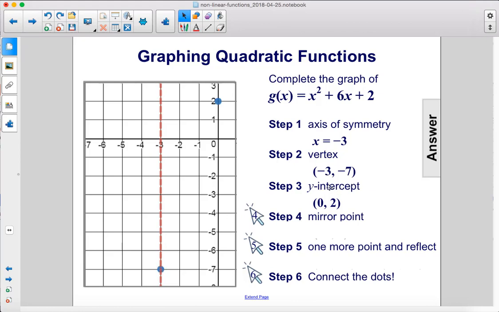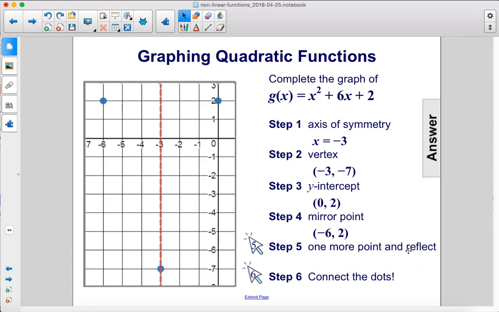Step 3, we find the y-intercept. We plug 0 into the function and we get 2 as a result. So we draw a point at 0, 2. Then we mirror this point over. So 1, 2, 3 is the distance between this point and the axis. So we count 1, 2, 3 and draw another point at exactly the same y value, 2.